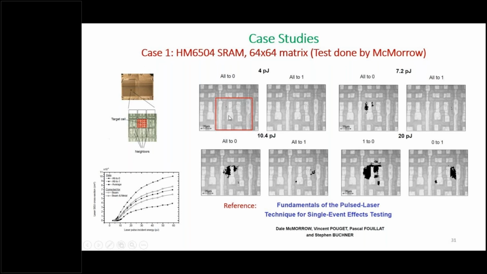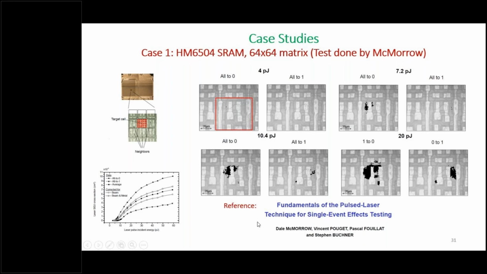And at 4 picojoules, there was only one point where they got the upset. But when they increased the energy to 7.2 picojoules, you see there are more dark spots, and at 10.4 more, and at 20 picojoules more. So they produced these curves for the sigma versus laser pulse energy in picojoules. And this is all done within one cell.